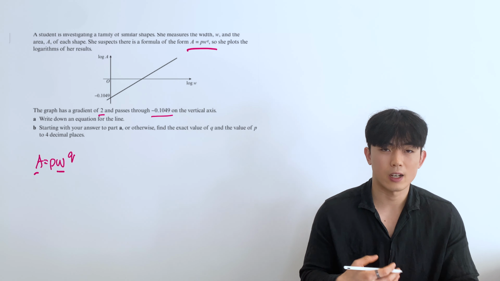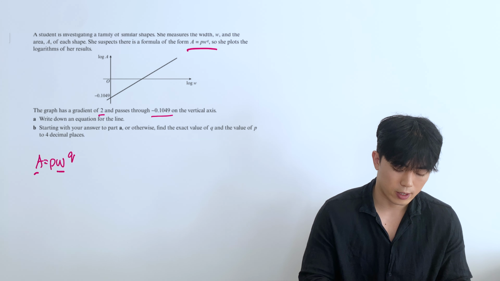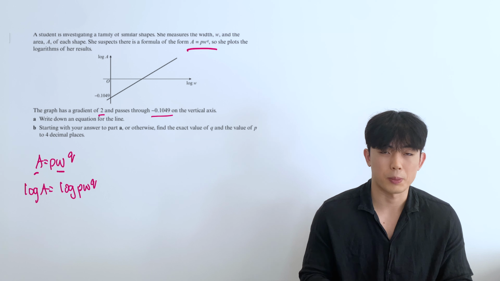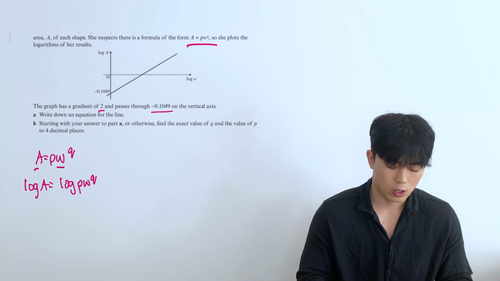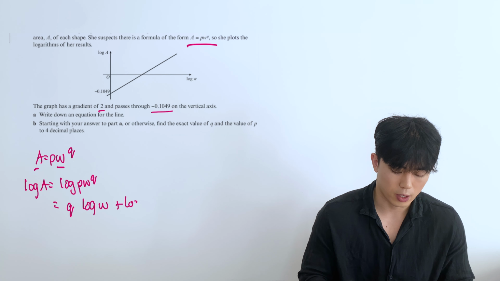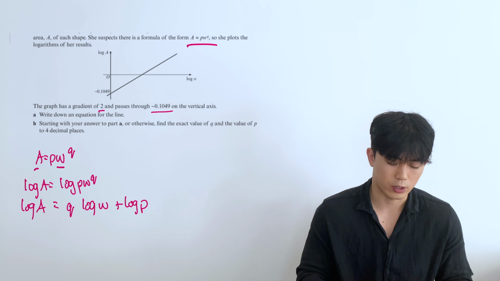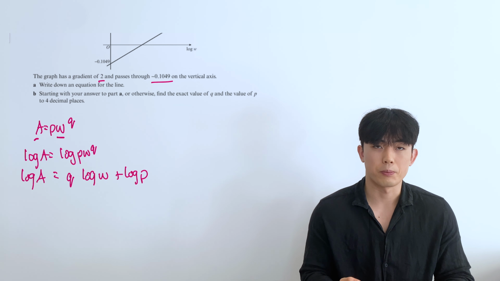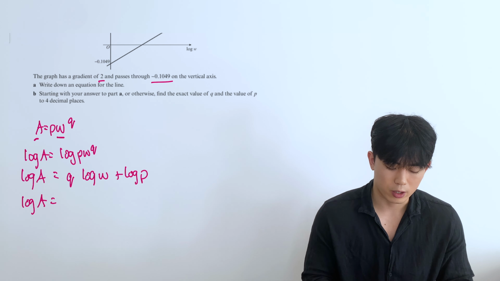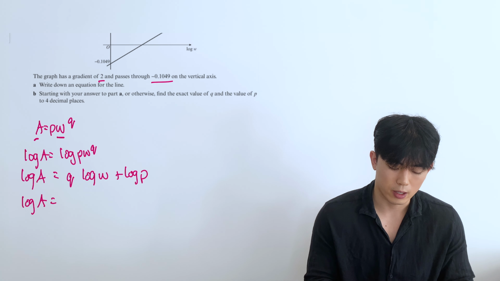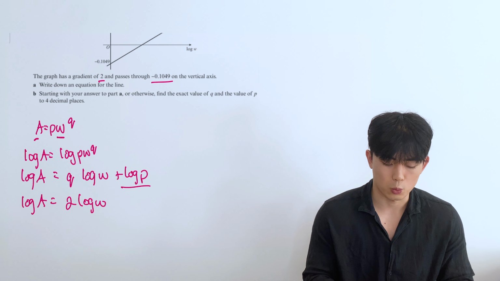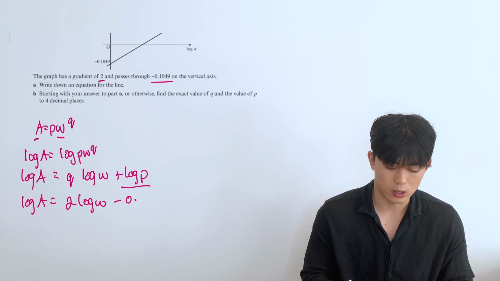So I can change it to a straight line equation. So I can say log a is equal to log p w to the q. If you don't remember the initial one, you can just do it yourself. So this will be equal to q log w plus log p. So log a is equal to this. So I just have to now input my q and p. So log a is equal to, q will be the gradient in this case. The gradient they've told us is 2, so it'll be 2 log w, and it passes through log p, which is the y-intercept, so in this case minus 0.1049.